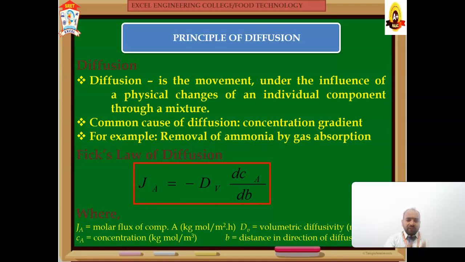Here, the very base law of the principle in our mass transfer operations is Fick's law of diffusion. Fick's law of diffusion: J_A is equal to minus D_AB dC_A by dZ. The molar flux is directly proportional to the concentration gradient. It is known as Fick's law of diffusion. It is the base law of our mass transfer operations.